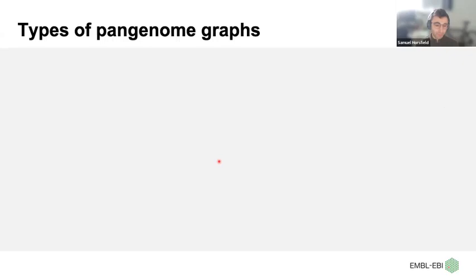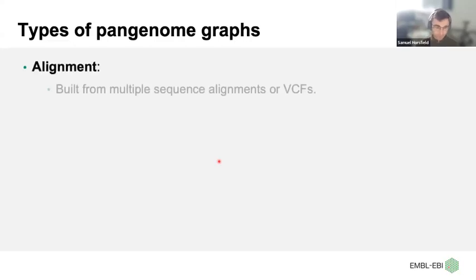Just wanting to say I want to build a pangenome graph of my genomes. There's multiple different types of pangenome graph, and each of them have their own caveats associated with them. And there's two major subtypes of pangenome graph that I'll talk about. The first are alignment graphs. So alignment graphs are built from multiple sequence alignments, so taking your linear sequences, aligning them together, and then looking for how the variants are shared or different across your multiple sequences, or from variant call files, from VCFs.